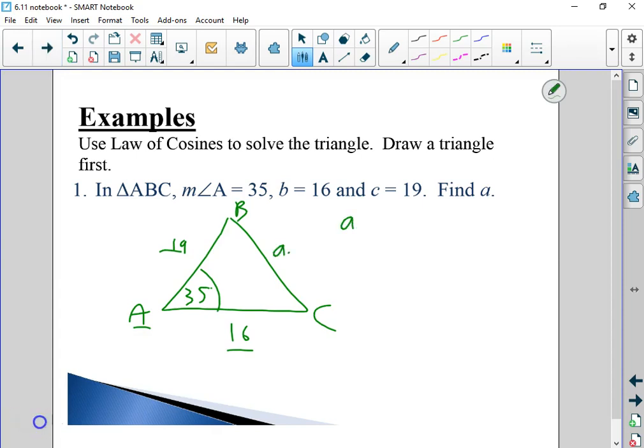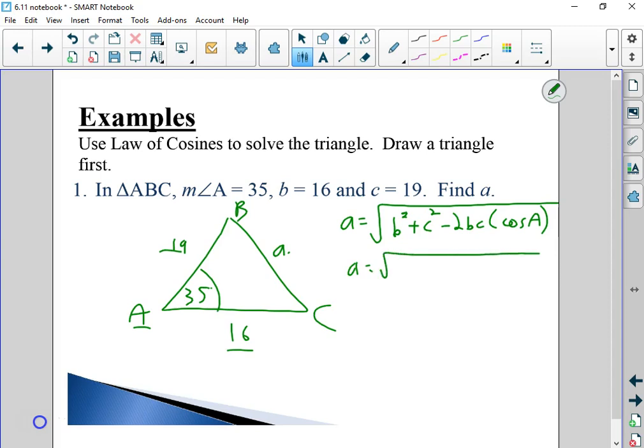So let's write out the formula first. A equals, I'm just copying this out, I don't have it memorized. A is equal to the square root of this entire thing: B squared plus C squared minus 2BC times the cosine of A. So A equals the square root of 16 squared plus 19 squared minus 2 times 16 times 19 times the cosine of 35. Sorry, I ran out of room.